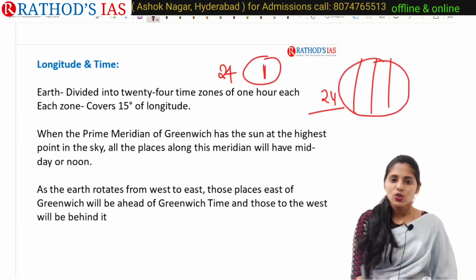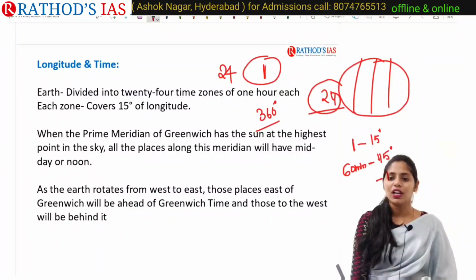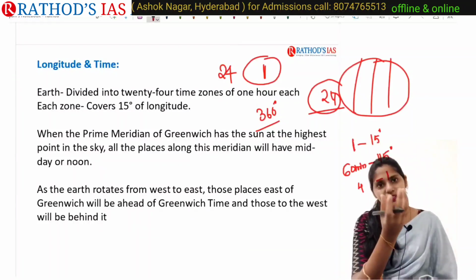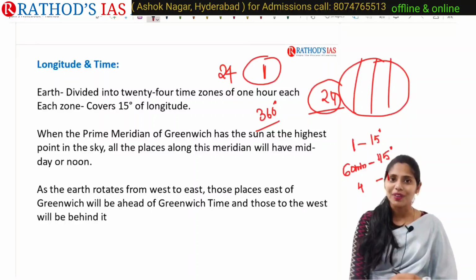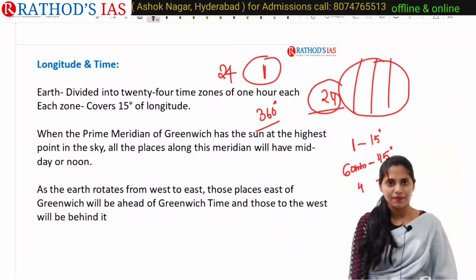We already have 360 longitudes. If you divide for every 1 hour, how many do you get? One hour will cover 15 longitudes. One hour has 60 minutes, so 60 minutes covers 15 longitudes. So for one longitude it takes 4 minutes. For earth to move one longitude, it takes 4 minutes. You need to remember this, and in this way we can calculate time.